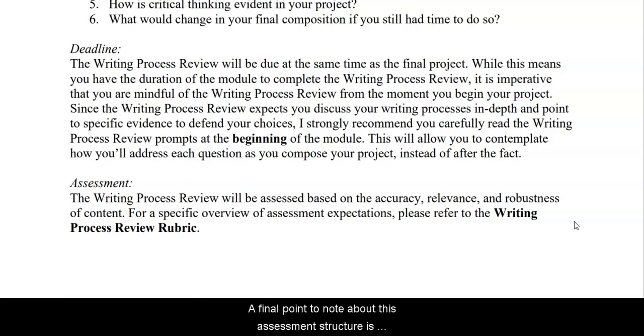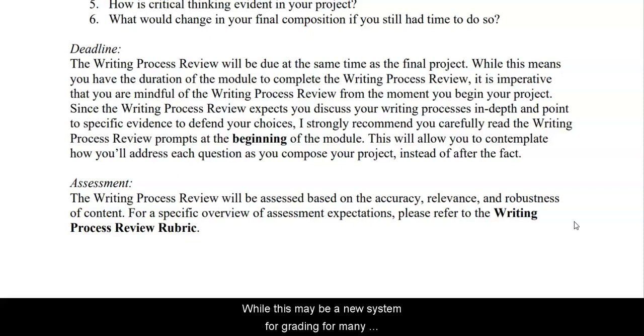A final point to note about this assessment structure is that even though I assess your learning, your final products for each project will still be very important. Part of how you'll demonstrate to me that you've learned is through composing successful projects that directly show the skills you've acquired. While I'm available to guide your learning, you're ultimately responsible for your own grade.